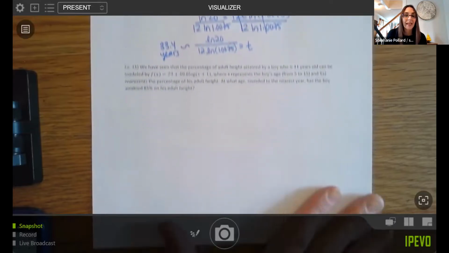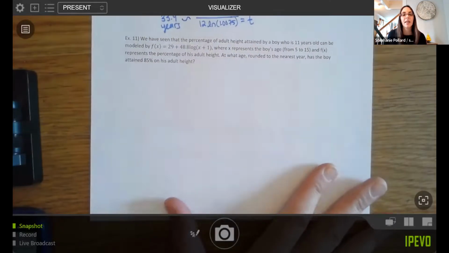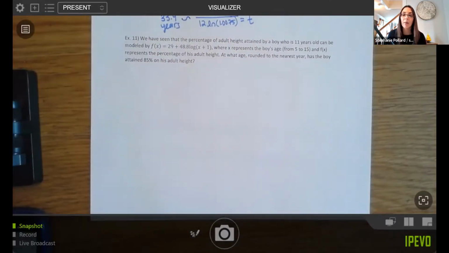All right, one more application. We have seen that the percentage of adult height attained by a boy who is 11 years old can be modeled by the function f of x equals 29 plus 48.8 times the log of x plus 1. X represents the boy's age from 5 to 15 years. That's where this model is relevant for. And f of x represents the percentage of his adult height. At what age, rounded to the nearest year, has the boy attained 85% of his adult height?